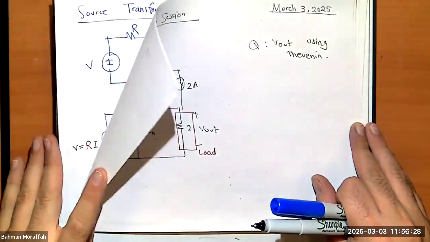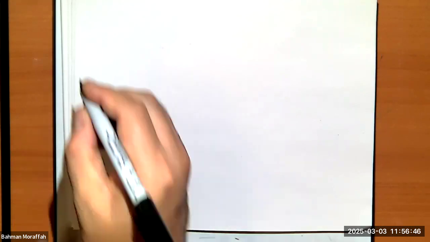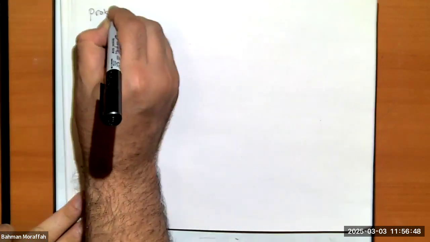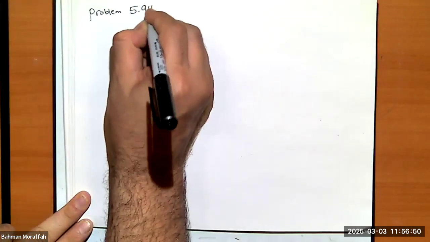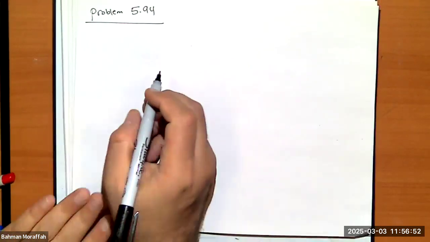If you don't have any question, let me quickly talk about another problem that I actually sent out an announcement for. Problem 5.94, right? So let's quickly take a look at this problem. Problem 5.94. The circuit looks like this.